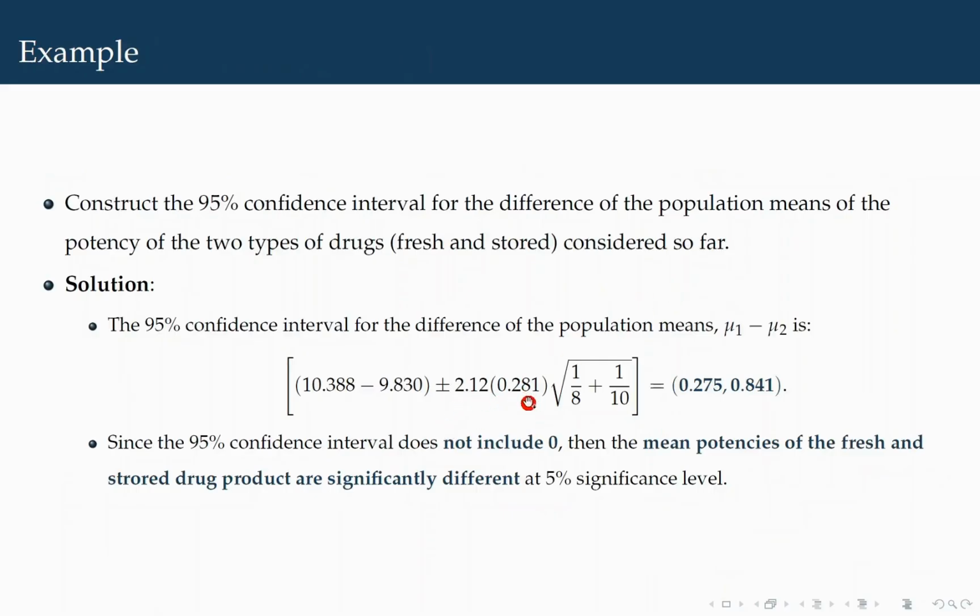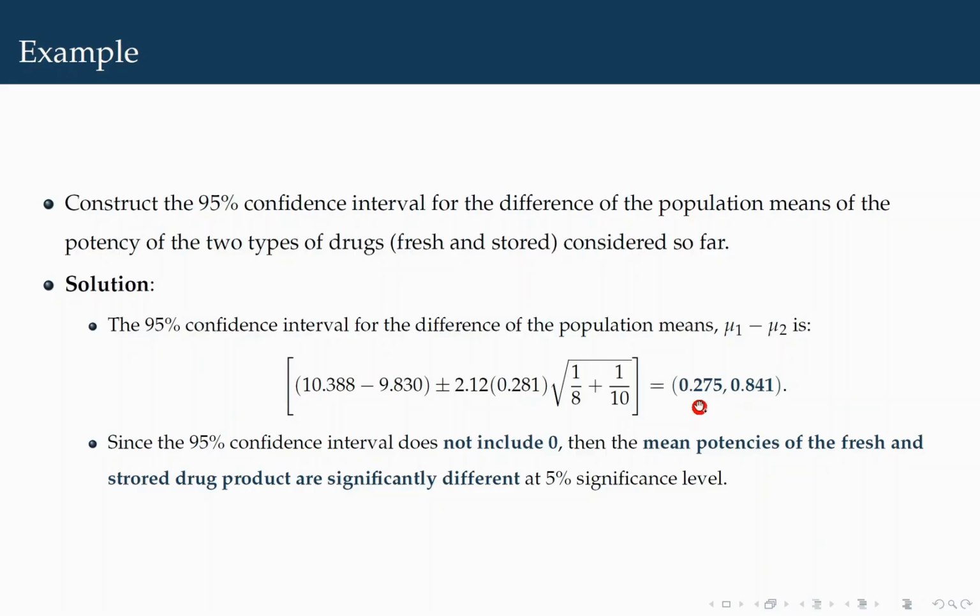So 0.281 is the pooled standard deviation of both groups under the assumption that the two groups have homogeneous variances or equal variance, times root of 1 over 8 plus 1 over 10. Then the lower bound of the confidence interval is 0.275 and the upper bound 0.841. Therefore, this confidence interval doesn't contain the value 0. Then we can say that the mean potencies of the fresh and the stored drug products are significantly different at 5% level of significance.